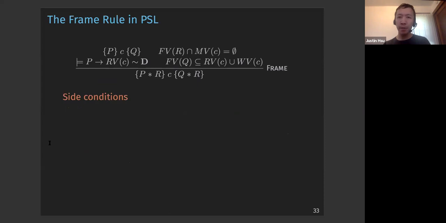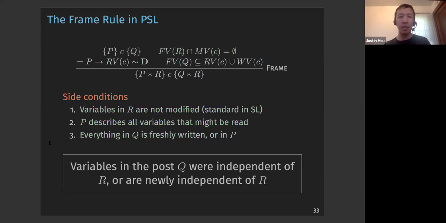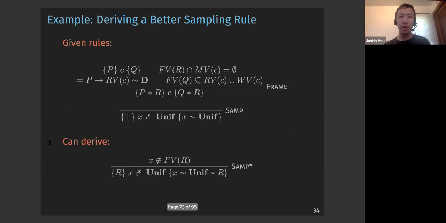Our frame rule looks a little more complicated than in regular separation logic. For lack of time, I'll not talk about this too much. Given the frame rule and the sampling rule, we can define a global version of the sampling rule, where the precondition R can be any formula, and it's preserved to the postcondition, capturing the intuition that when I do random sampling, the result I get is independent of everything else in the program state.